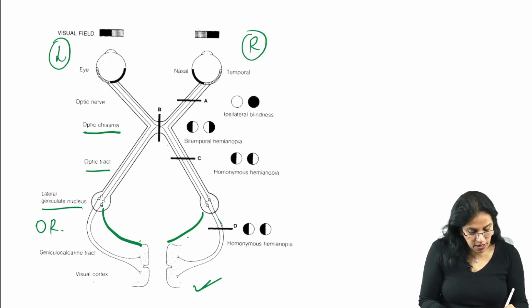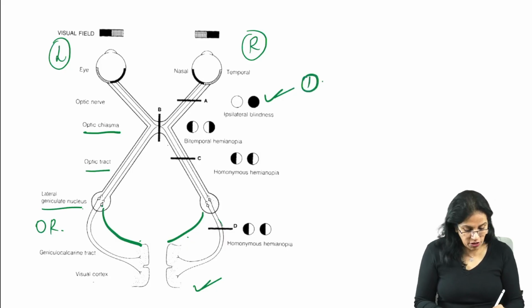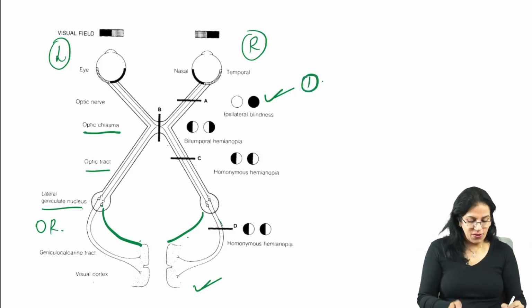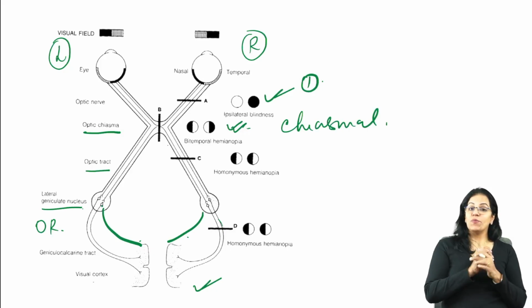First is what? One side's entire optic nerve is gone, naturally blindness on that side. So this is easy. This is number 1, A. What is B? When 2 nasal fibers are gone, of course we know we will get bitemporal hemianopia when 2 nasal fibers are gone. Many of you get confused with this. I hope now it is absolutely clear.